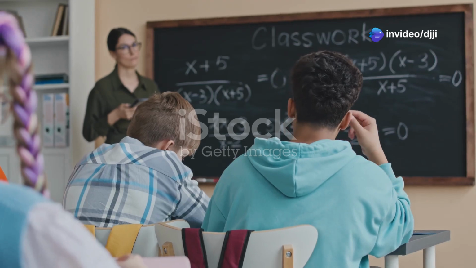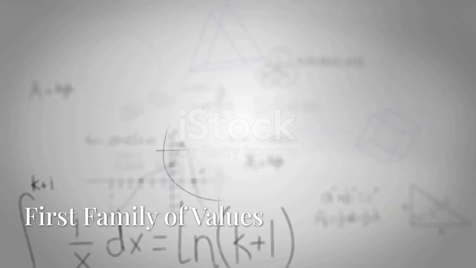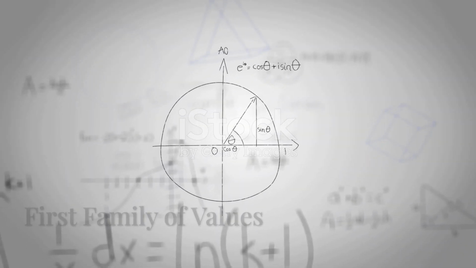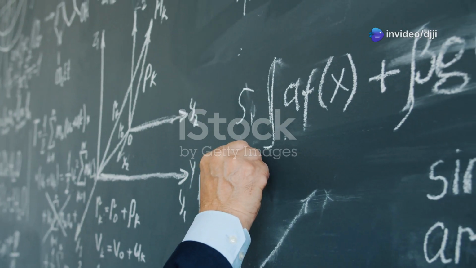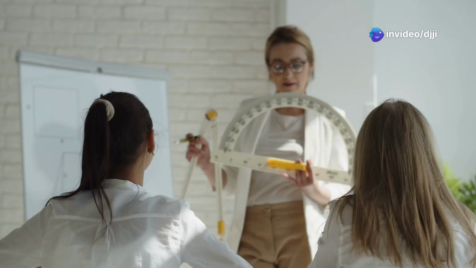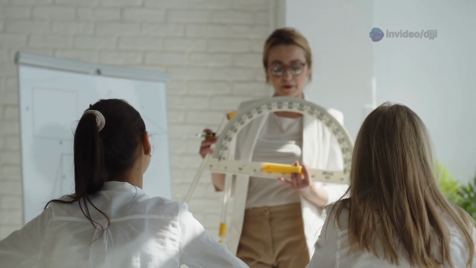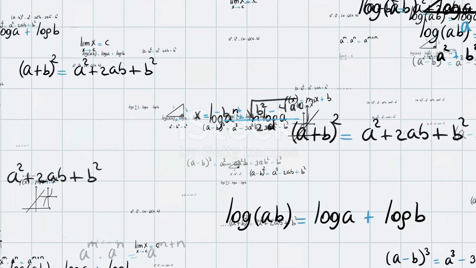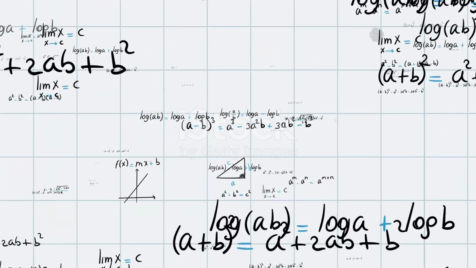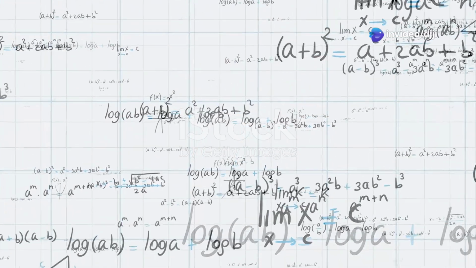Let's dive into Trigonometry Part 2, Chapter 2: Special Angles. There are three families of angles that are special, and we don't need a calculator to find three trigonometric ratios. The first family of values in trigonometry refers to the set of special angles that have known trigonometric function values, specifically 0 degrees, 30 degrees, 45 degrees, 60 degrees, and 90 degrees, or their radian equivalents.